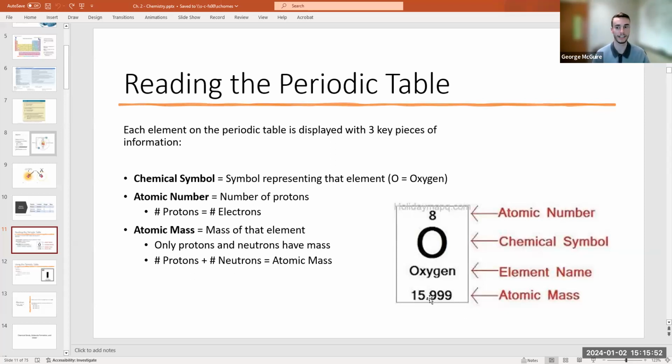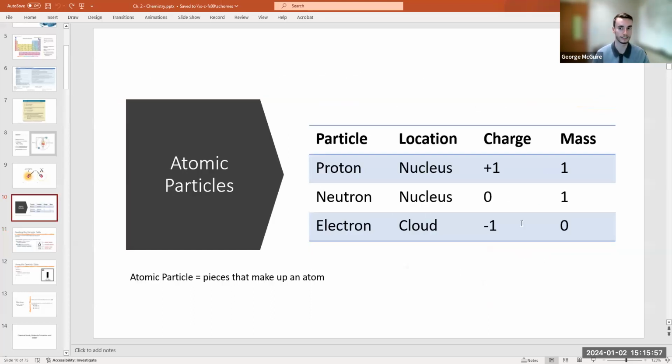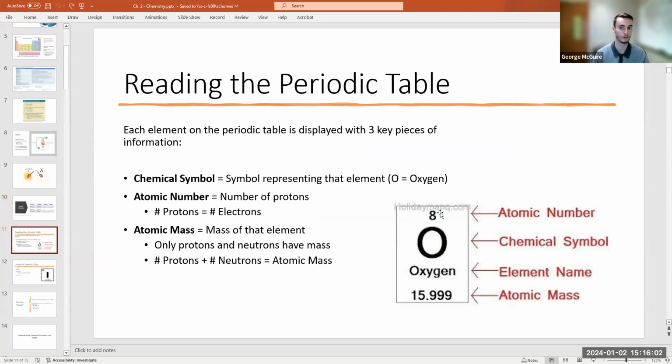And lastly, we have our atomic mass number. And as I mentioned on the last slide, only the protons and neutrons contribute to the mass of an element. And so if we know the number of protons from our atomic number, and we know that we have an atomic mass of 16, you can just subtract the atomic number from the atomic mass to figure out how many neutrons are there. Okay. So with just this information, you should be able to figure out exactly how many protons, electrons, and neutrons exist in a stable, neutral atom of this element.